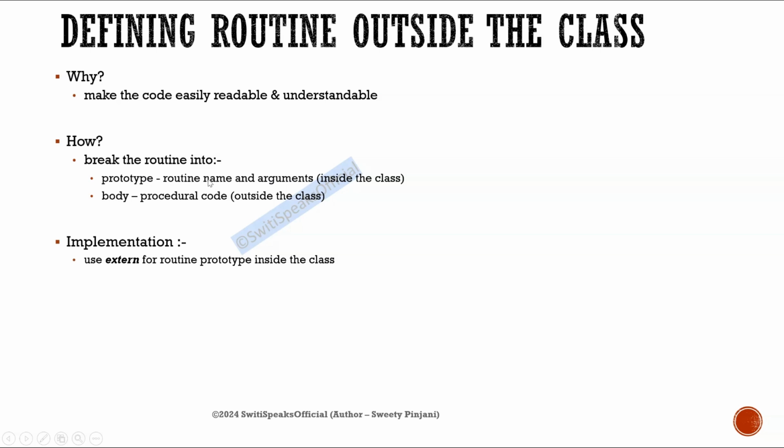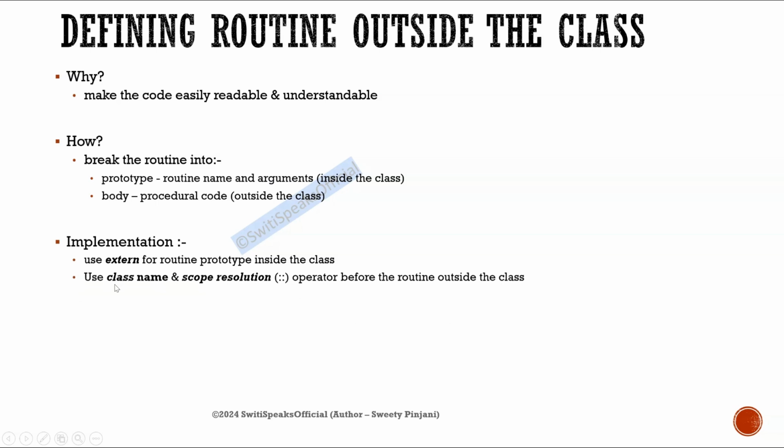Inside the class, we said we'll have the prototype, which will tell the name of your routine, the arguments, the type of arguments, and the number of arguments. All these things will be decided in your prototype. And we will use the extern keyword before the prototype, which will tell that the body of this particular routine is going to be defined outside the class. I am just telling the prototype, but the actual body is outside because I am using the keyword extern.